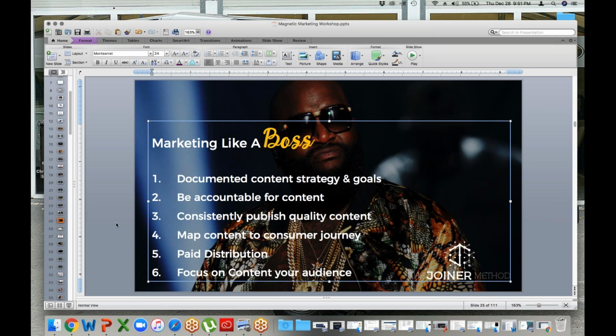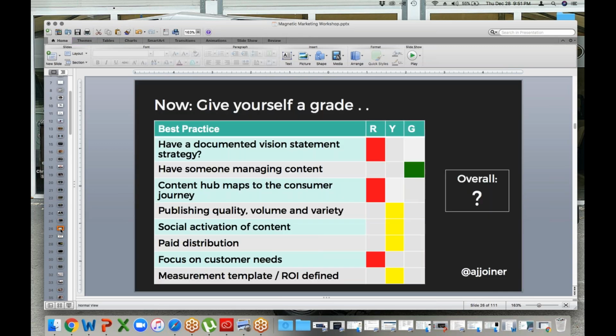Okay, cool. We're going to keep rolling. All right, here it is again. Have you documented it? Is somebody managing it? Have you mapped it to the customer journey? Is it quality? Is it socially activated? Are you doing paid? Have you understood your customer needs, and then are you measuring? Okay. Grade yourself. What's your grade on this?